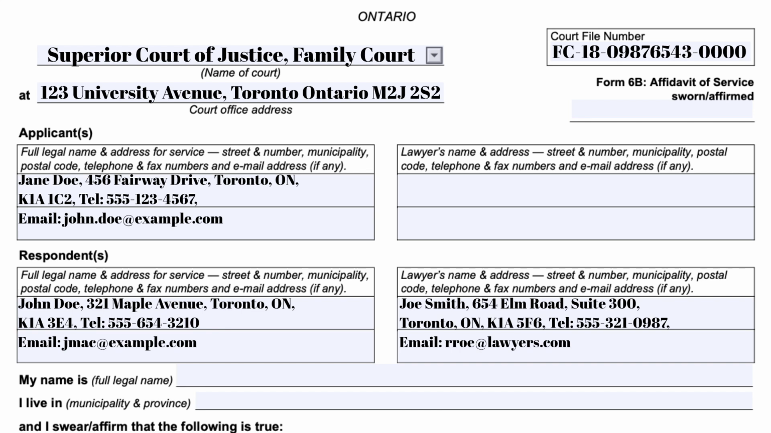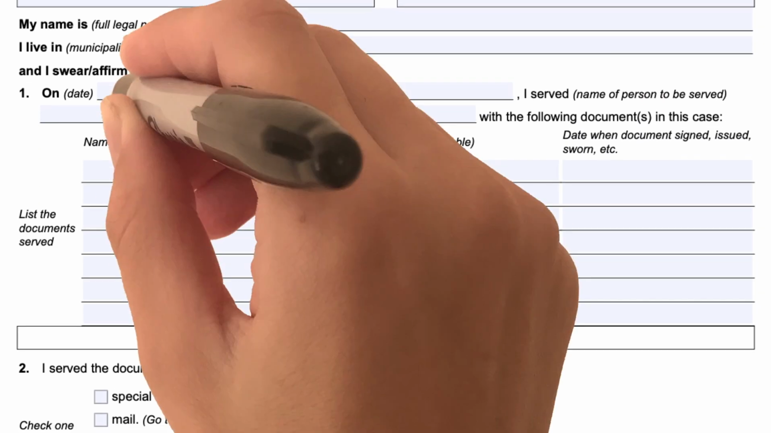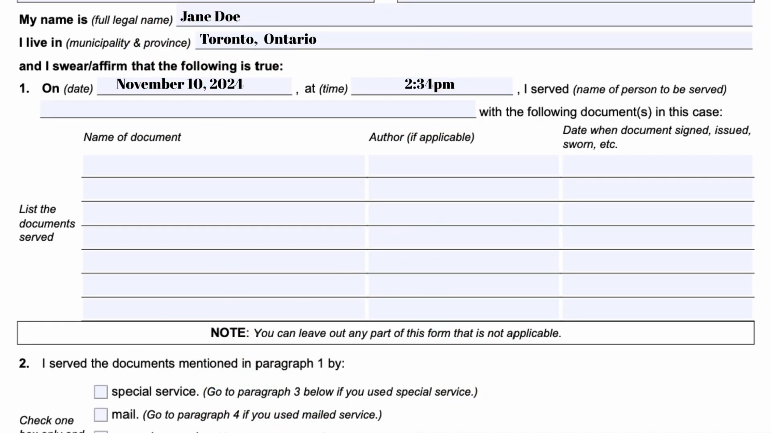I will be covering service by email since it is the most common way to serve. Therefore, you would put your name if you emailed the documents to the opposing party. Next, insert the municipality and province you live in. Now put the date and the exact time of serving and who you served.